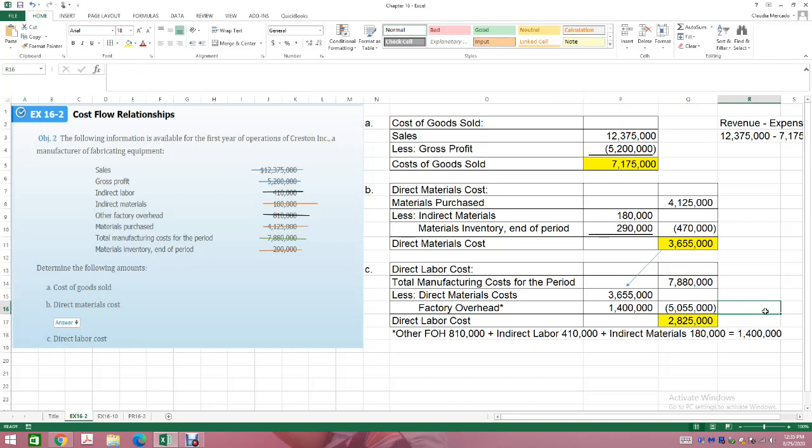Okay, so using the information that they provided with you in the problem, you were able to work backwards, and from your total manufacturing cost, exclude the materials and deduct the factory overhead to be able to calculate your direct labor cost. So these are the three components that needed to be calculated: cost of goods sold, direct material cost, and direct labor cost. Okay, so that is the first exercise. Okay, so this is kind of like a warm-up so we can get started.